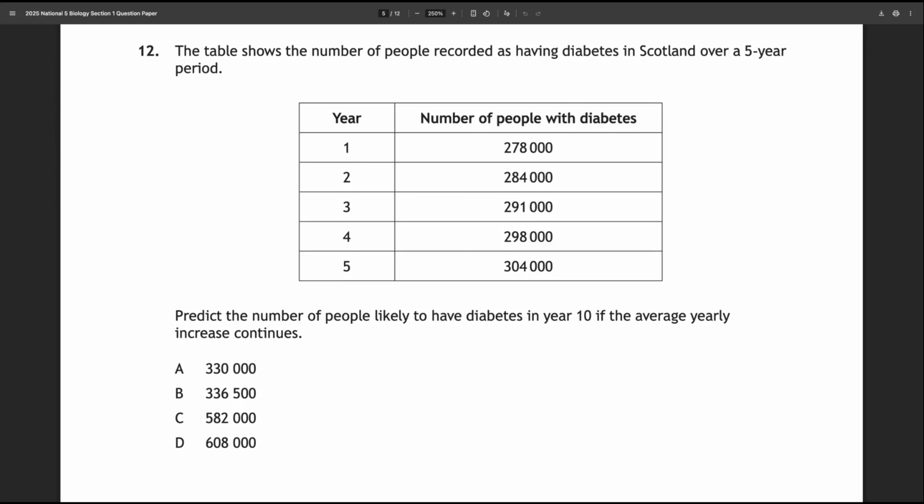Now, between years 4 and 5, we have an increase of 6,000 there, from 298 to 304,000. Okay, so there's an increase of 6,000. Now, we're adding 5 more years to get to year 10. So the 5 years times the 6,000 would give us another 30,000 or so. So therefore, if we're adding 30,000 onto 304,000, that gives us 334,000. And if we look at the options we have there from A, B, C, and D, 334,000 is closest to B.